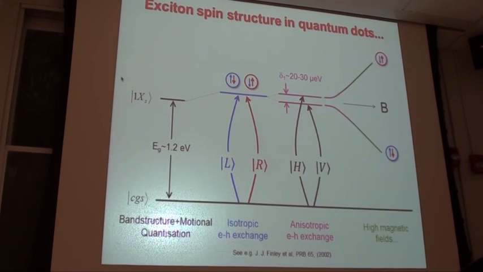If you apply large magnetic fields, at some point the Zeeman energy becomes much larger than this fine structure splitting, and at that point you get an evolution to these pure spin eigenstates again, which can be addressed. These eigenstates are then right and left circularly polarized, and can be addressed with right and left circularly polarized light.